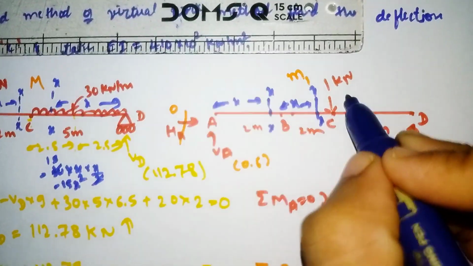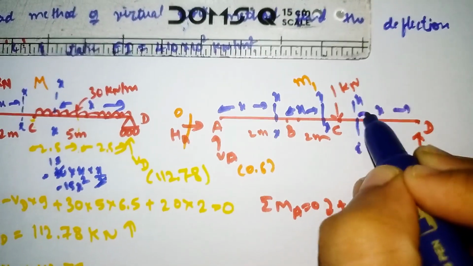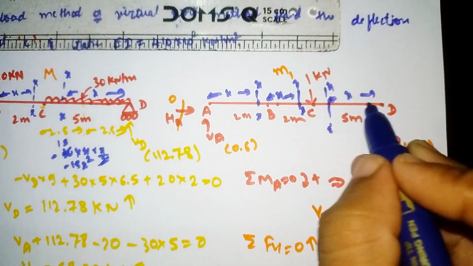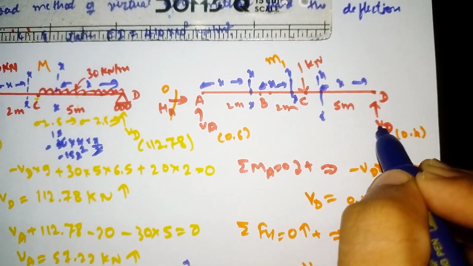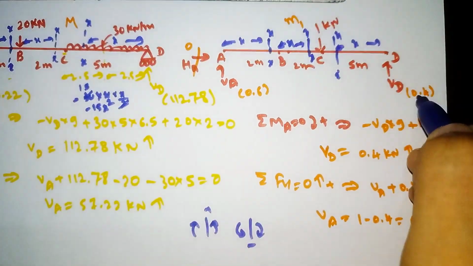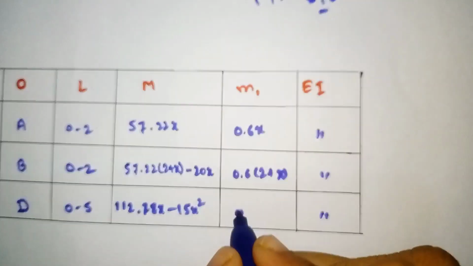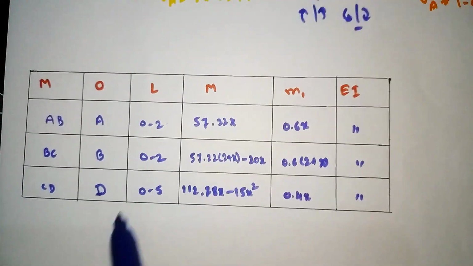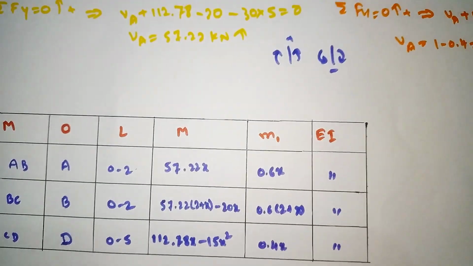Similarly for CD, M1: if we cut the section on the x-axis away from the origin D at a distance of x, VD is acting at a distance of x from this section, and it is moving upward, so positive VD into x. The VD value we got was 0.4, so M1 is nothing but 0.4 into x. So this is how we need to fill this table. I hope you all understood, and this concept is clear for you.